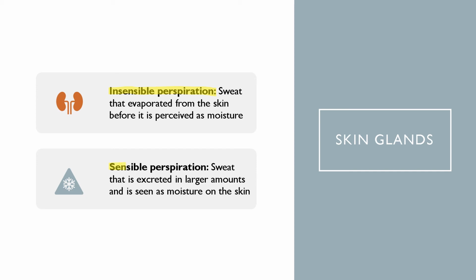The other way is by sensible perspiration. This is where the sweat is excreted in much larger amounts so that we actually do perceive the moisture on our skin. And actually during thermoregulatory sweating, sweat first forms on the forehead and the scalp, and then extends to the rest of the body, forming last on the palms of your hands and the soles of your feet.